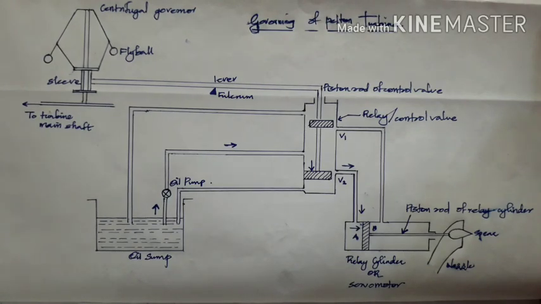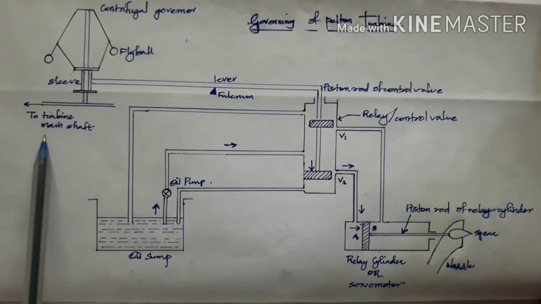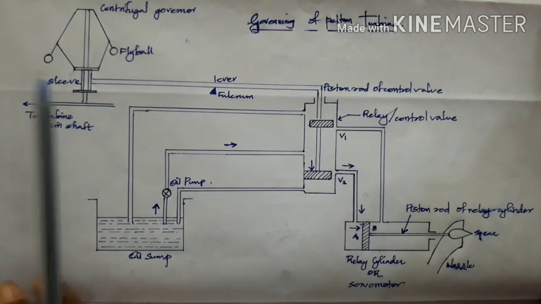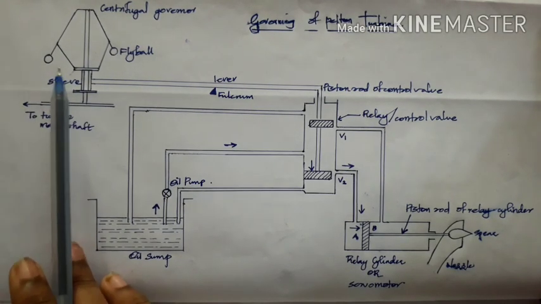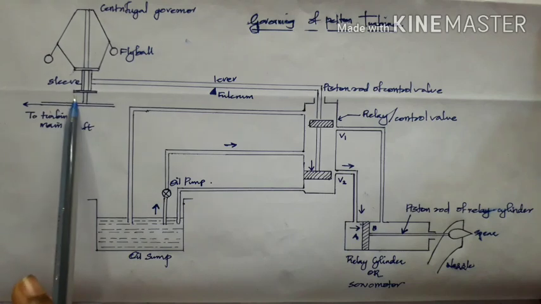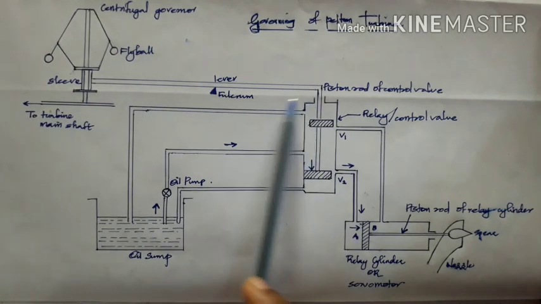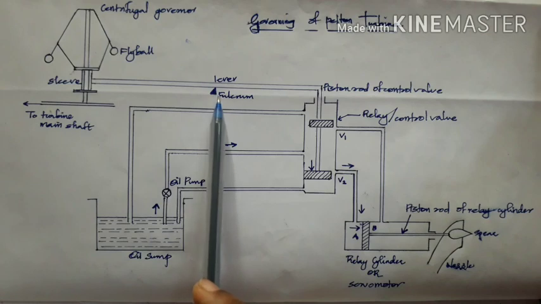are using for governing a Pelton turbine is shown in this figure. Now let's check the arrangement. One end of the turbine shaft will be connected to the governor. Here the one used is a centrifugal governor, and its sleeve will be connected to a control system by means of a lever over a fulcrum.